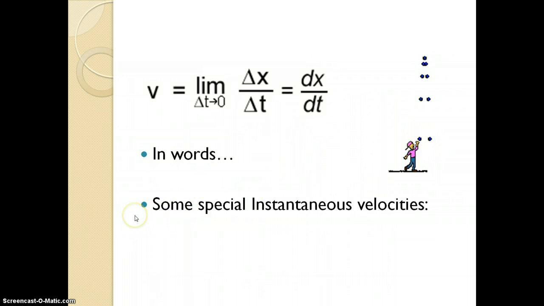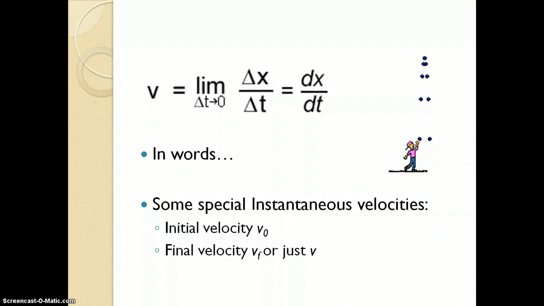There are three special instantaneous velocities that we care about. The first is the initial velocity, v naught. This is the velocity at the start of some defined motion. The next one will be the final velocity, usually called vf, or just v at times. And then sometimes the velocity, the max height and distances are also pretty important.